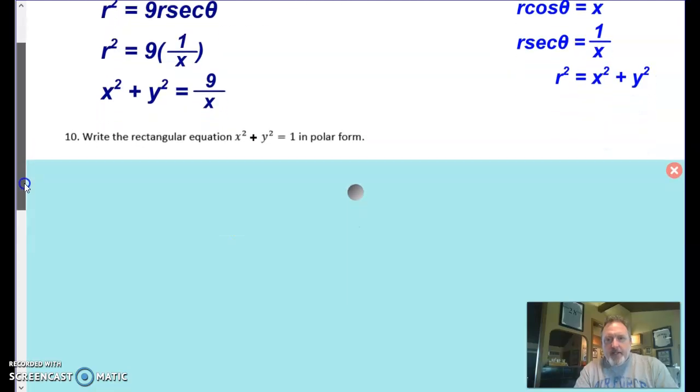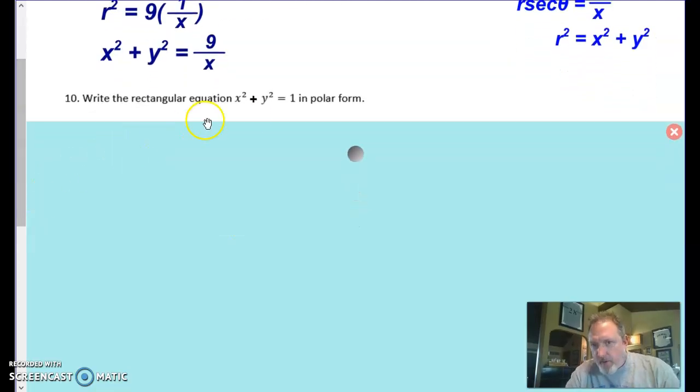All right, write the rectangular equation. Please make a note on your review. I caught this after I posted it, and then I pulled it down and edited it. So if you print it off early, you might have a minus here. This should be a plus. So please make sure that's a positive on your quiz review.